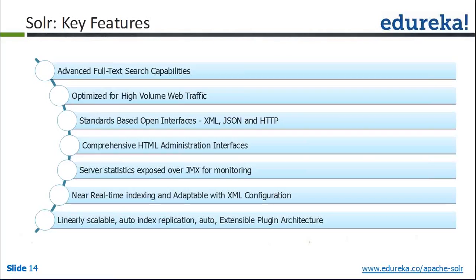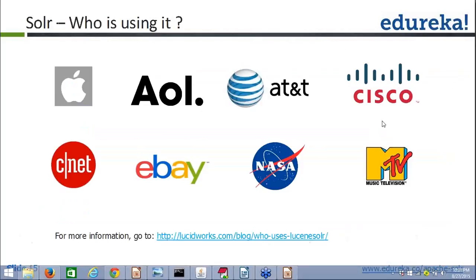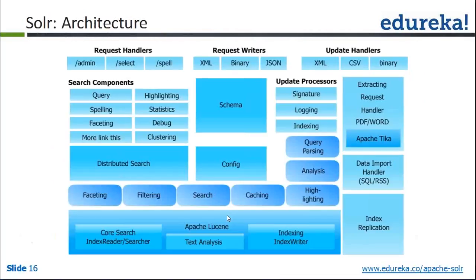Also, Solr is linearly scalable. You can have the indexes replicated. You have an architecture which lets you add more plugins, which lets you add more capabilities. This is something which is also not supported by Lucene alone. So this is the extension to what Ravi was asking. There are a few of the giants listed here which are using Lucene and Solr. Apple, AOL, I think there's no need to list all of these because the logos say it all. You have all the big giants who are using Solr.